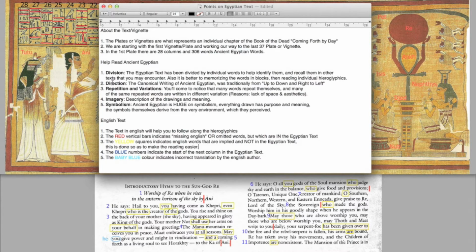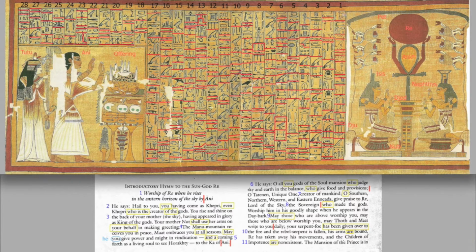Direction. The canonical writing of ancient Egyptian was traditionally from up to down and right to left. So you'd read from up to down, right to left. This is the traditional way of writing.